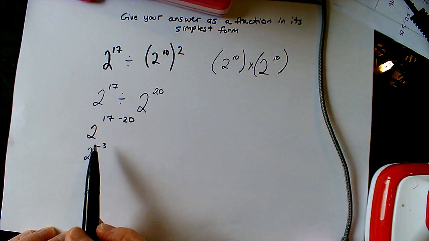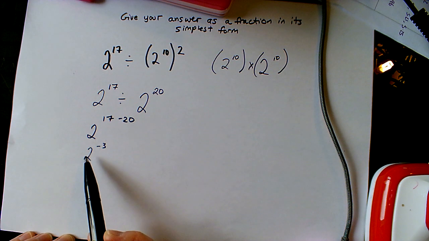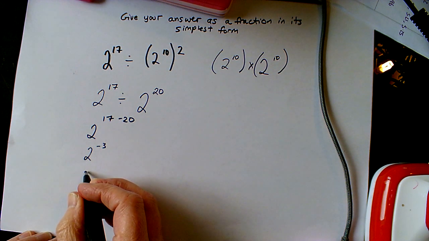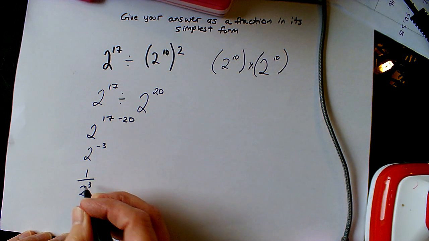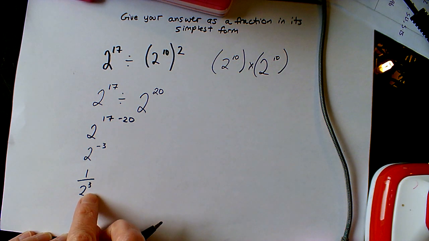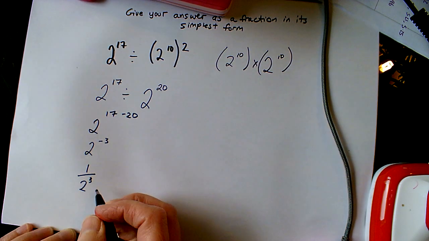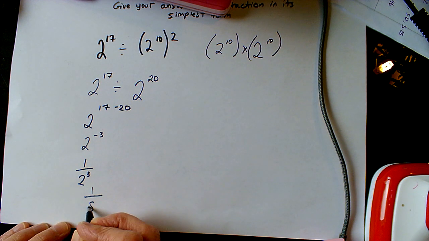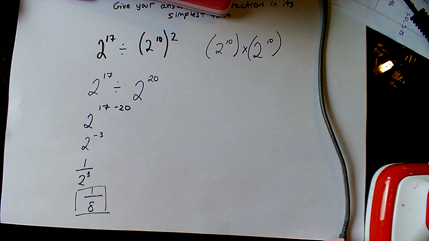Okay, the minute I see a negative index, it means that I need the reciprocal of the number. So the reciprocal of 2 would be 1 over 2, but that is being cubed, and 2 cubed is 8, so I've got 1 over 8, and there is my answer.